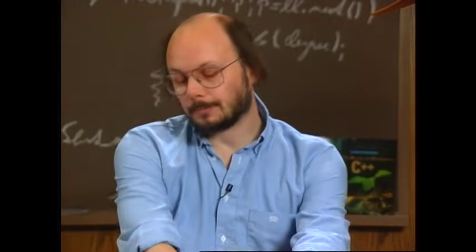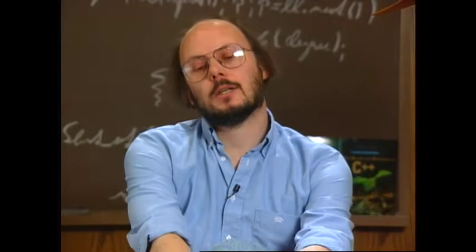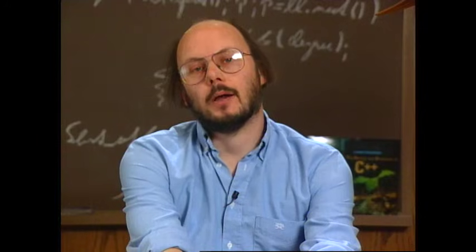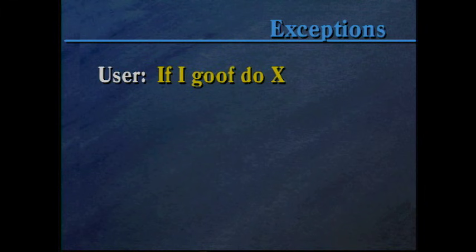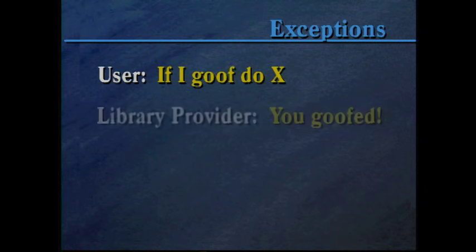So libraries can detect errors and users can specify what should happen when errors occur. It's a difference between a mechanism and a policy. So we have the situation that a user can say, if I goof, do X, and the library can say that you goofed.